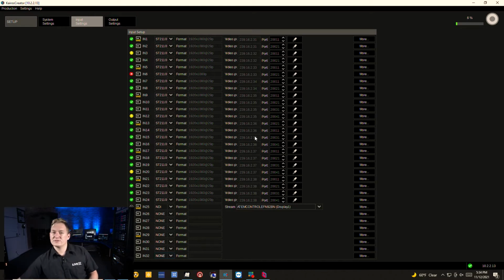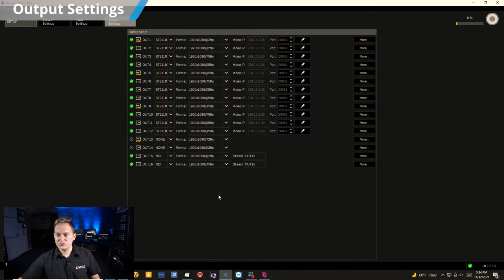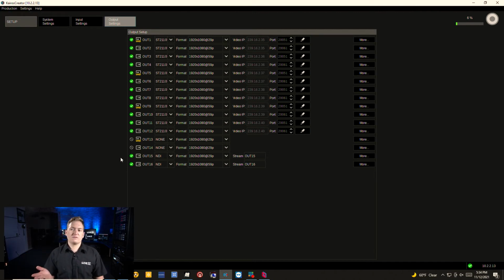In terms of the outputs, same sort of story. We have up to 16 outputs that are licensed. We currently have 12 SMPTE 2110 modules in terms of I/O.